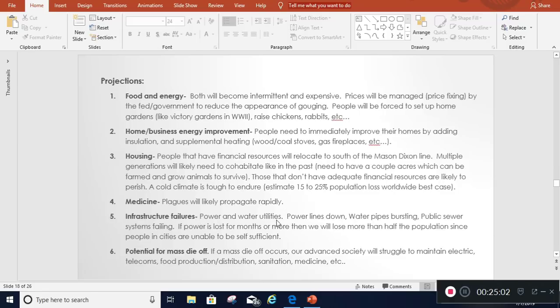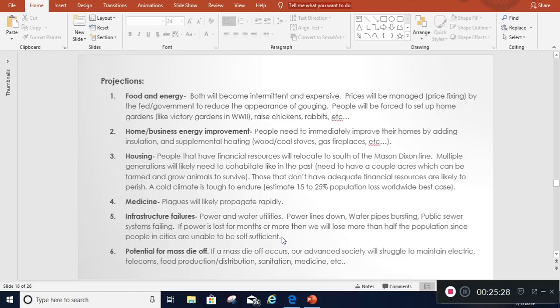Power and water utilities, power lines down, water pipes bursting, public sewer systems failing. If power is lost for months or more, then we will lose more than half the population, since people in cities are unable to be self-sufficient. But also think about hospitals only have power for a few hours with generators, and you think about the nursing homes and everything else. Unfortunately, the weakest of us will not make it.